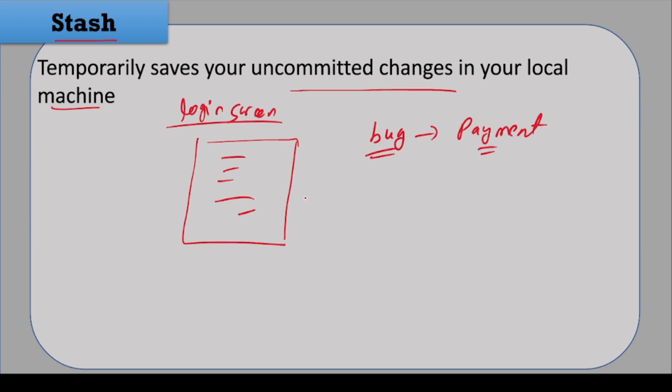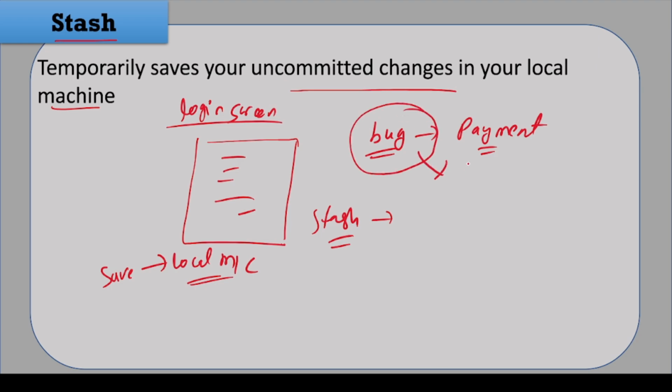Then what you need to do, first you can save login screen related changes in your local machine. How can you save it? Here stash comes into the picture. You can save it with the help of stash. You can create one stash file and then the stash file will save your changes locally. We will also see a demo, but let's understand theoretically first. And then you can shift your focus to fix this bug.